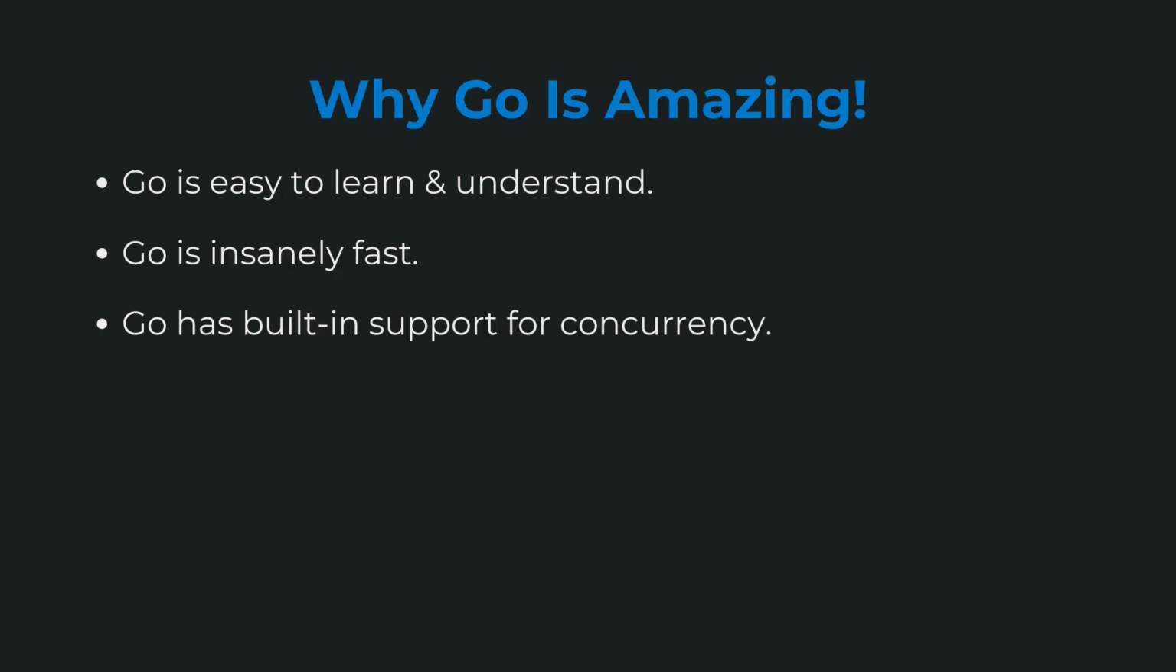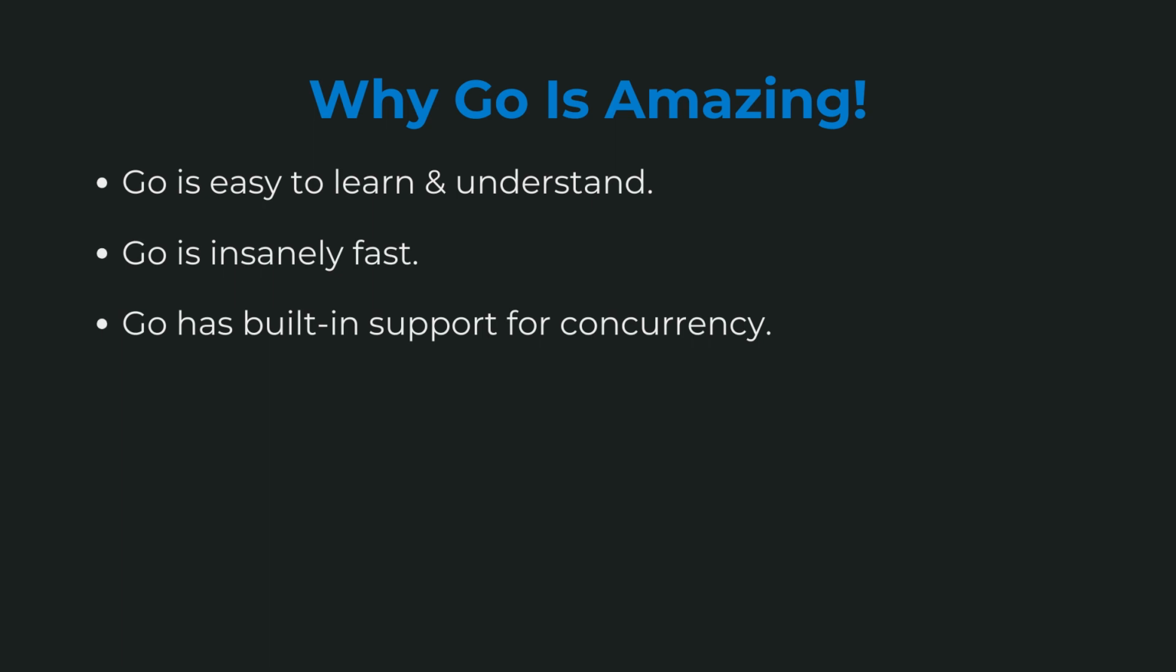First of all, code written in Go is easy to understand since Go has a clear syntax. This makes it an easy language to learn, even for beginners. Secondly, Go is insanely fast. One of the main reasons for Go's speed is that it's a compiled language. And compiled languages tend to have better performance than interpreted languages such as Python and JavaScript.